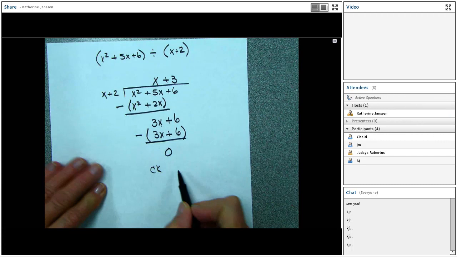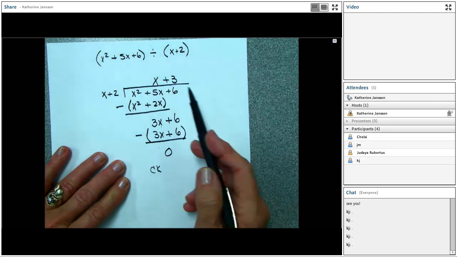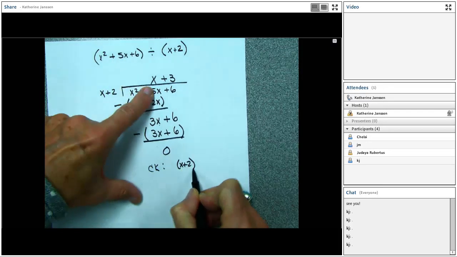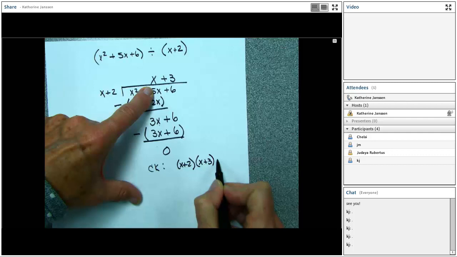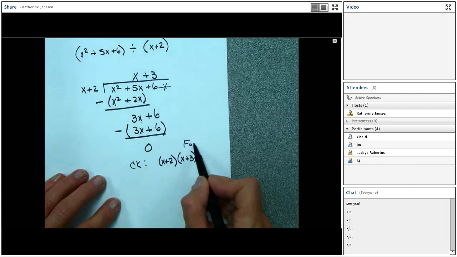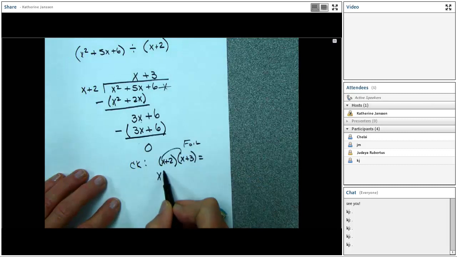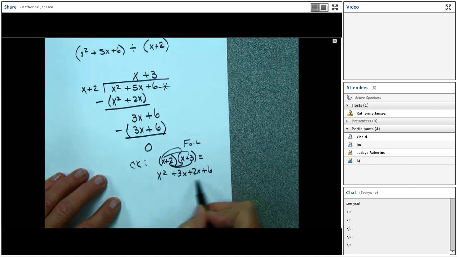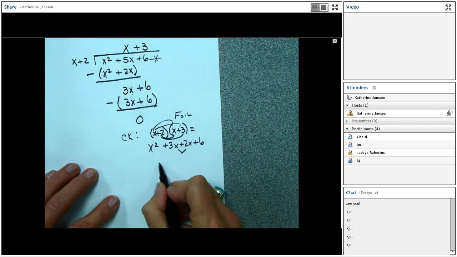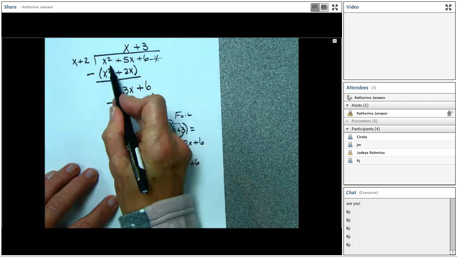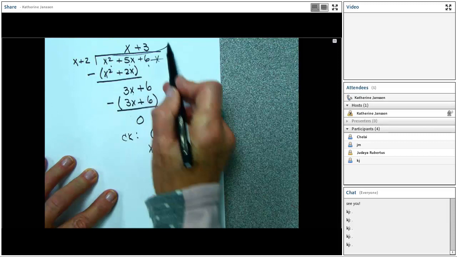So let's check this. When I'm checking division, I take my divisor times my quotient, and it should be equal to the dividend. Well, with FOIL, I have x squared plus 3x, inner terms plus 2x. My last terms will be plus 6. With FOIL, we look to collect like terms: x squared plus 5x plus 6, x squared plus 5x plus 6. So you can circle your answer.